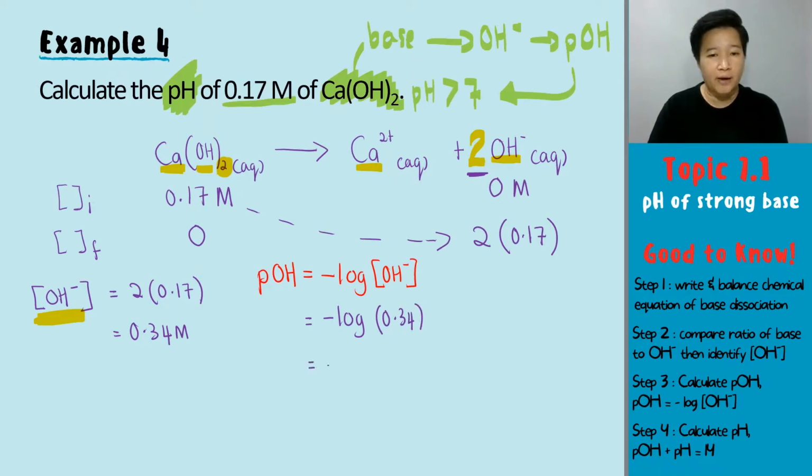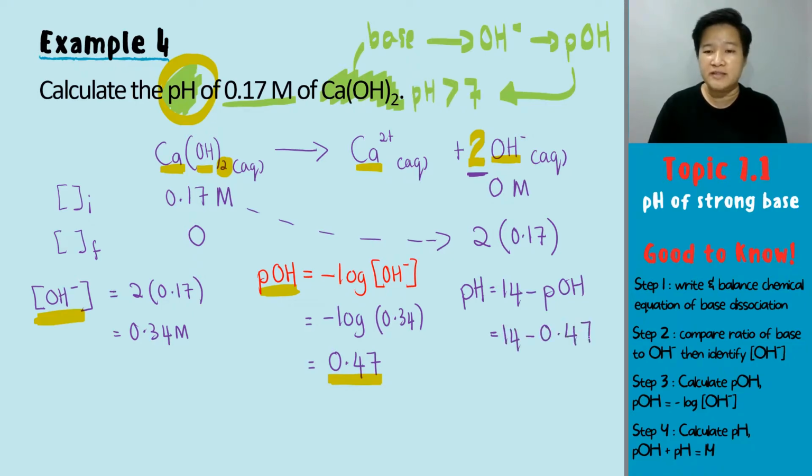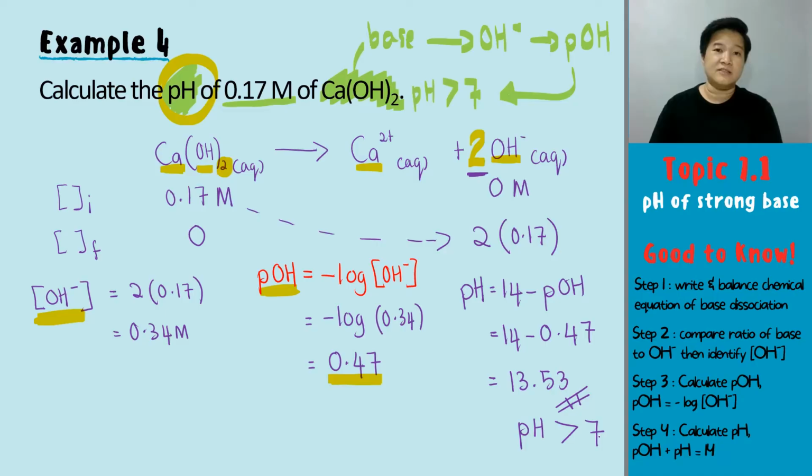Press your calculator very correctly. You will be able to get the pOH is 0.47. And bear that in mind, 0.47 is the pOH. The question is asking for the pH. So what do we do to find the pH? Very simple thing, just a very similar thing. There is only one method to find the pH from a base. pH equals 14 minus pOH. Very simple. 14 minus 0.47. Therefore the pH calculated is 13.53. And as we agree, your pH calculated right now is more than 7 because it's a base.